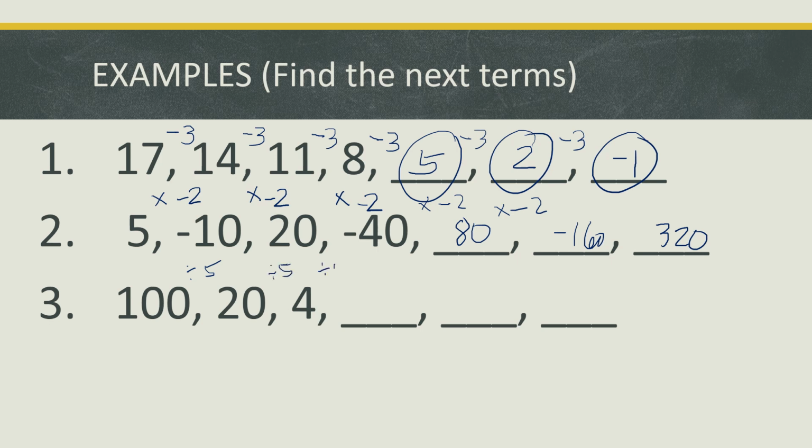So if we divide 4 by 5, we do not have an exact number, but we can use a fraction. That 4 divided by 5 is the number on the next term. Okay? And by dividing by 5 again, we will have 4 over 25. And by dividing by 5 again, we will now have 4 over 125. So that is how we are going to find the next term.